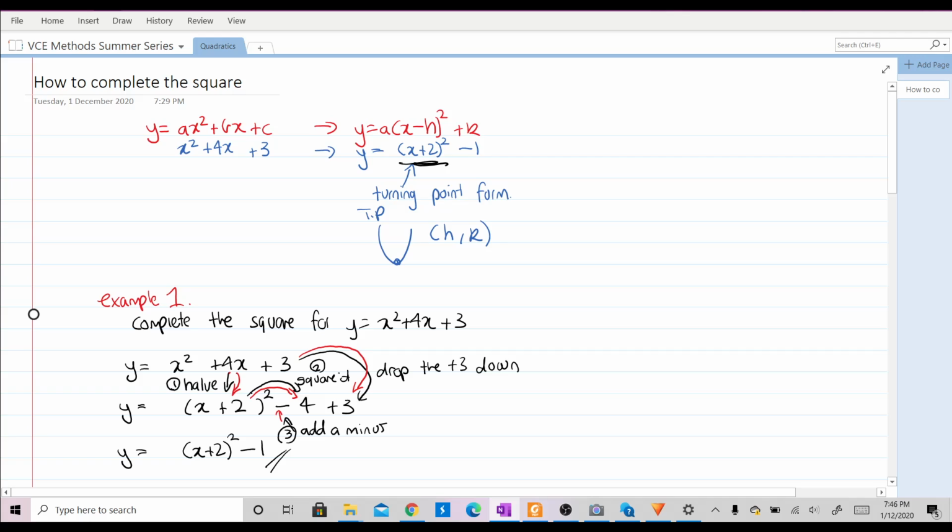So I hope you find this useful. Please let me know if there's any questions. In future videos, we can go through how to sketch these graphs and how to solve for x-intercepts, etc.